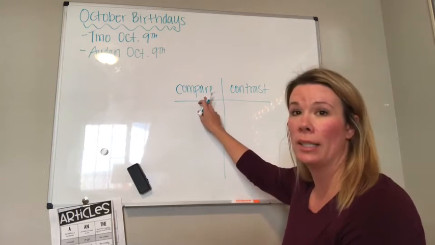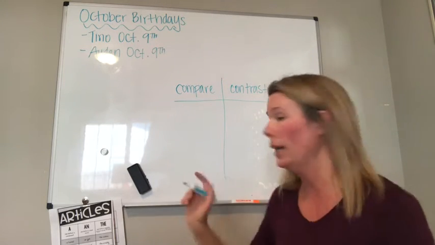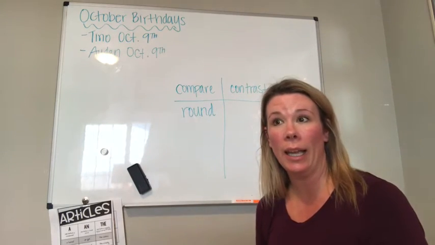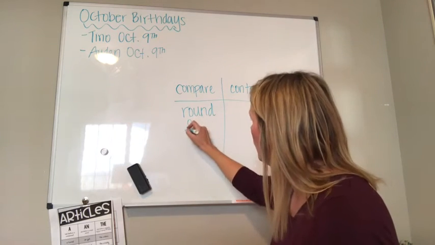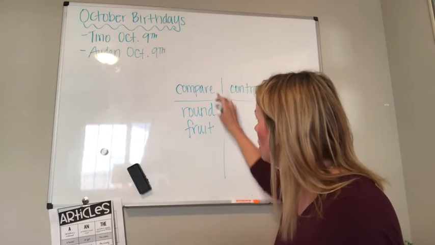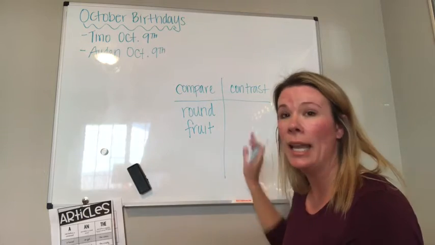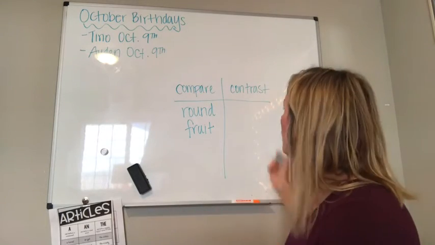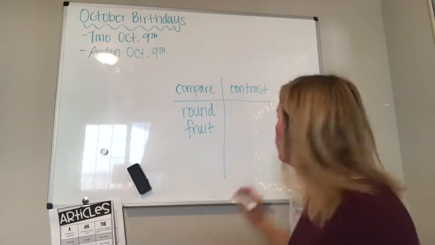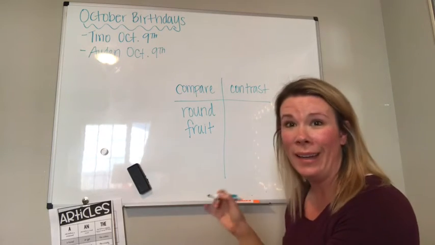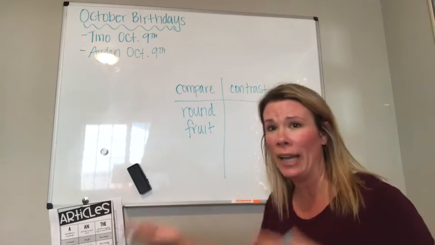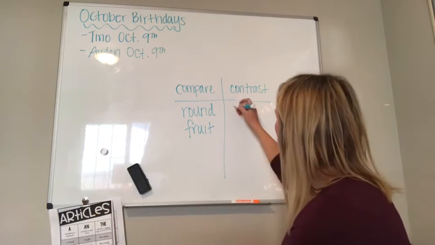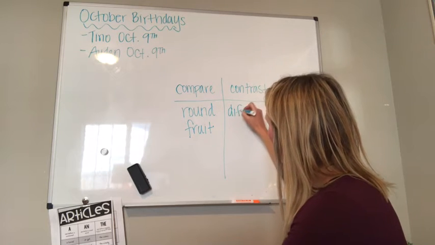Well, the similarity is that they are both round, right? Another similarity is that they're both fruit. Good, so that's comparing it, finding the similarities. Now we're going to contrast. We're going to find the differences between apples and oranges. The contrast, so the difference between apples and oranges is that one's red and one's green or yellow, one's orange and one's either red or green, right? So when we contrast, there are different colors.